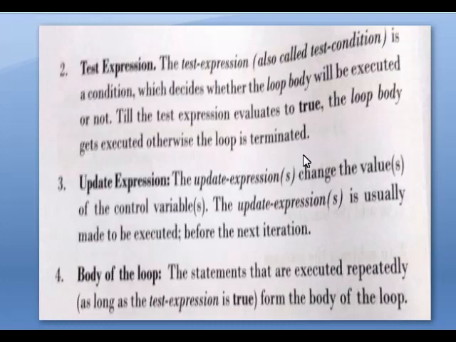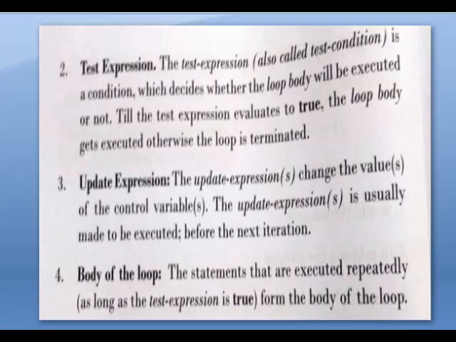Okay, the next one is update expression. The update expression changes the values of the control variable. The update expression is usually made to be executed before the next iteration. Then the body of the loop: if the test expression is true, the body of the loop will be repeatedly doing the same process again and again. The statements that are executed repeatedly as long as the test expression is true form the body of the loop.